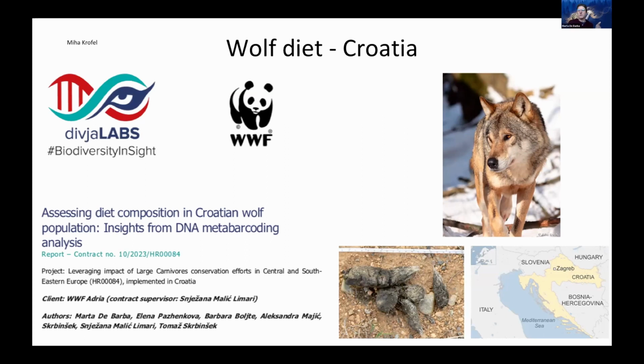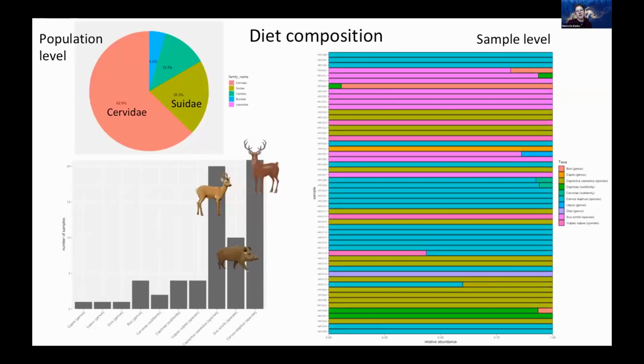And we used the DNA metabarcoding approach that I just explained, and we were able to reconstruct the diet composition for the population, showing that most of the sequences detected in the diet belonged to members of the Cervidae and Suidae family, with the red deer, roe deer, and the wild boar being the species most frequently found in the samples. And by looking at the samples individually, we also saw that most of the samples comprised a single diet item, as you can see by the different colors in this graph.